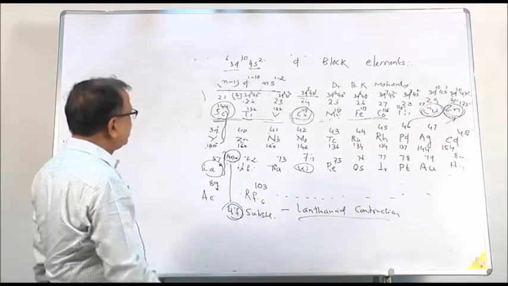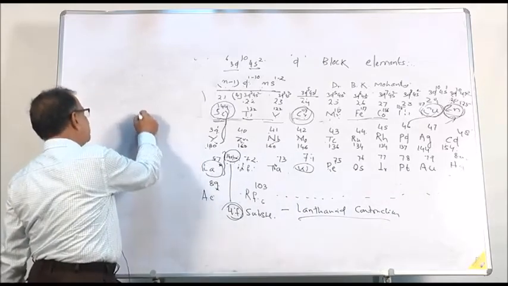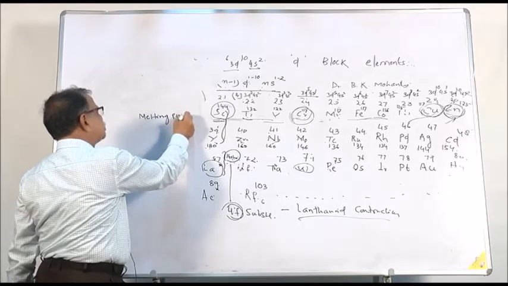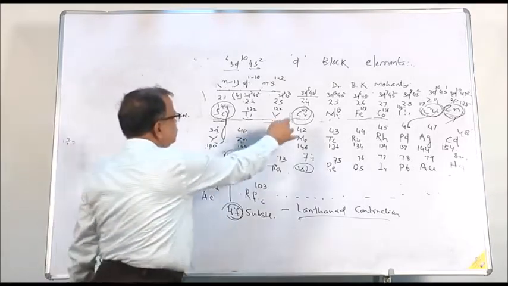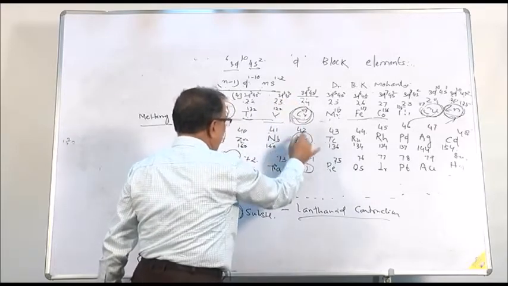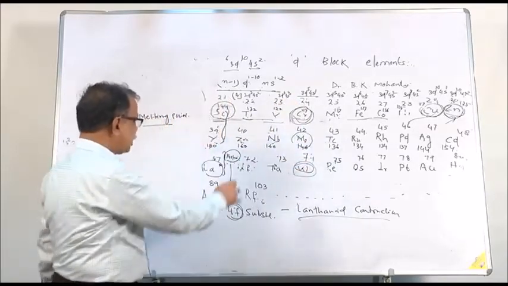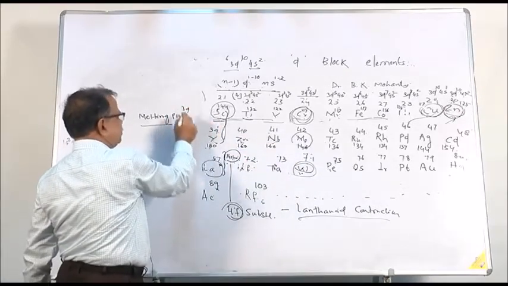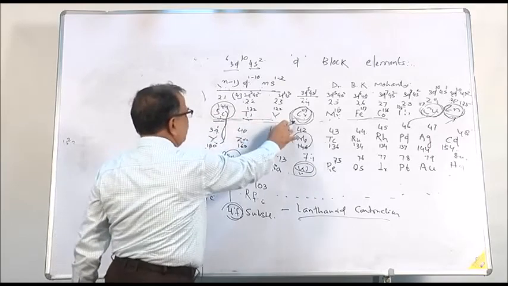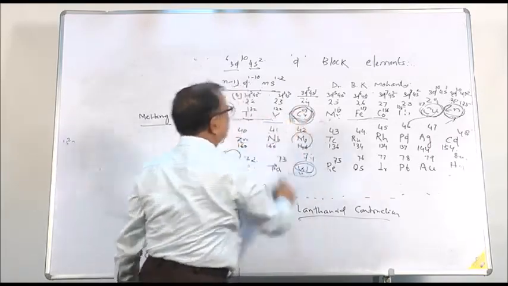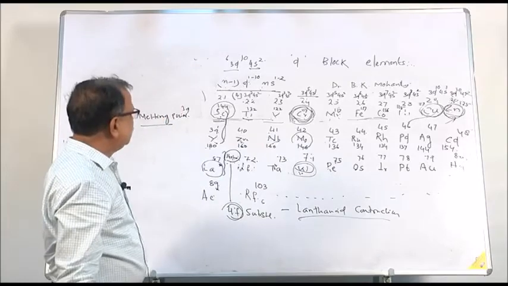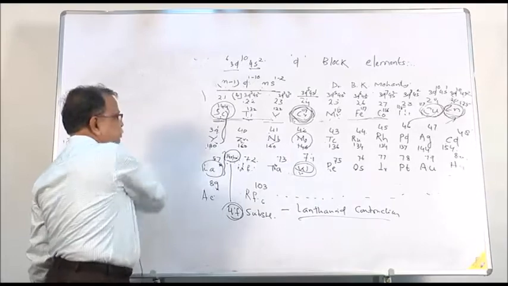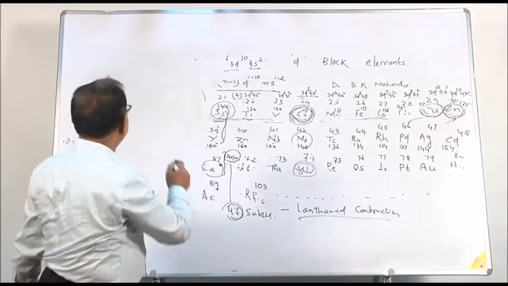Now another point: what is the melting point? Among this group, the chromium group, chromium, molybdenum and tungsten, tungsten has the highest melting point. In the 3d series, scandium, titanium, vanadium, chromium, chromium has the highest melting point. Why does chromium have a higher melting point than vanadium or manganese? You can explain this by taking the electron configuration of chromium.